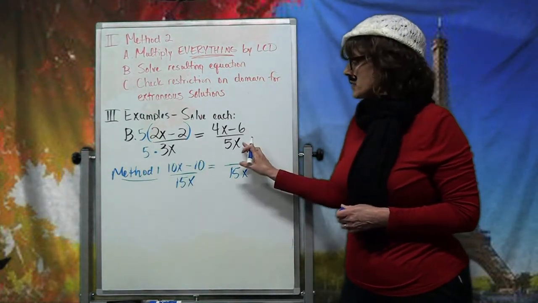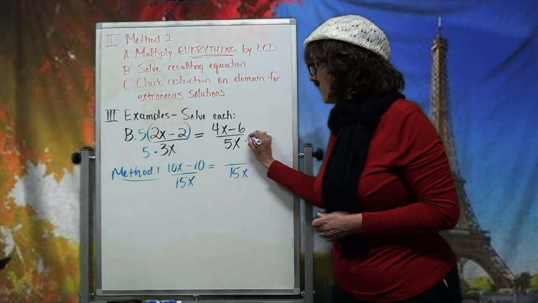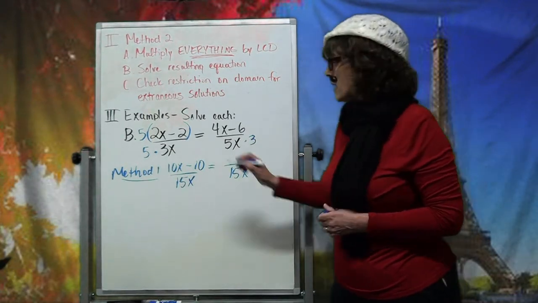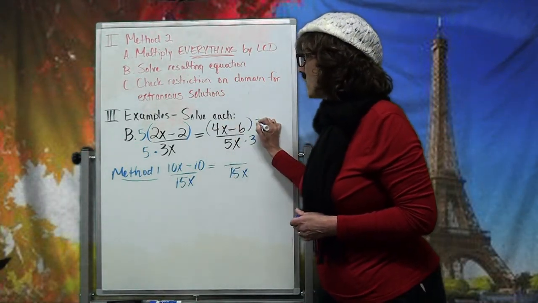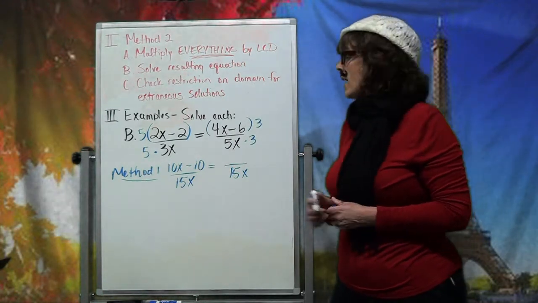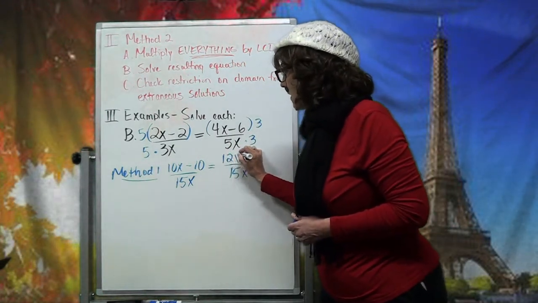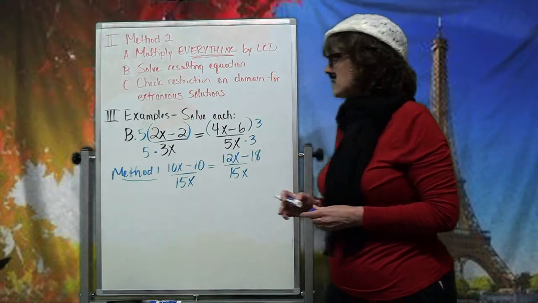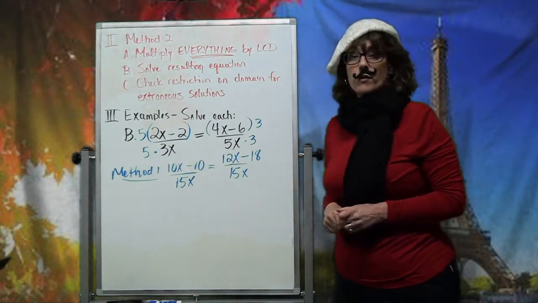Now I'm going to look at this one. I'm going to say this 5x needs to be multiplied by a 3 to turn it into a 15x. So I'm going to multiply yet again the entire numerator by 3. And 3 times 4x is 12x. 3 times negative 6 is negative 18. So now I have these equivalent fractions.